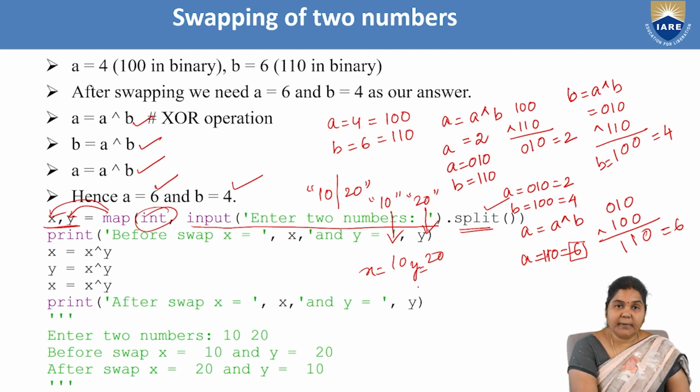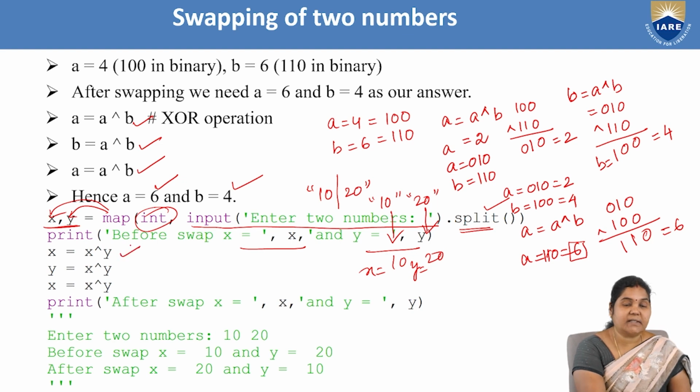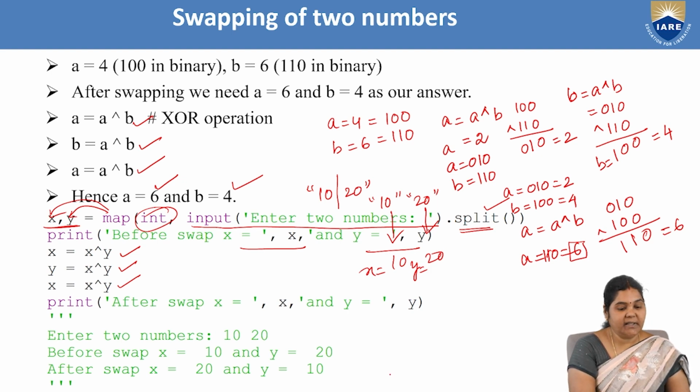If you want to print before swapping what is the value of x and y, you are printing before swap, x is 10 and y is 20. Then you understood the logic of how to do swapping of two numbers using the XOR operation. So x is equal to x XOR y, y is equal to x XOR y, and x is equal to x XOR y. 3 times XOR operation we have applied, and after doing 3 times, x and y values are now swapped as explained in the example.